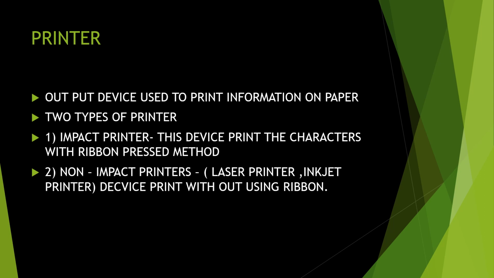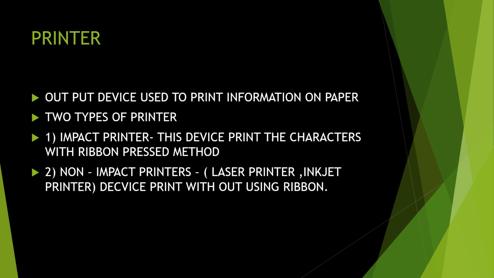Next is the printer. The printer is another output device, used to print information on paper. We get some information from the computer and it is printed out on paper. Printers are of two types. First, the impact printer. This device prints the characters, meaning words, with a ribbon pressed method. It is an old type of printer where a ribbon is used for printing, not ink.